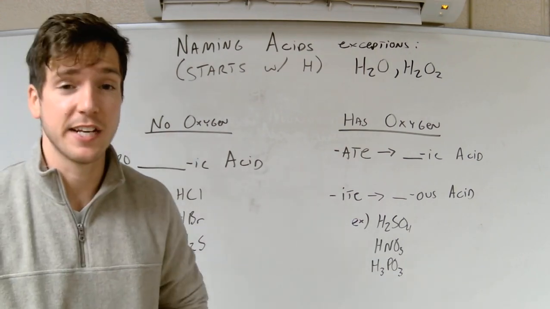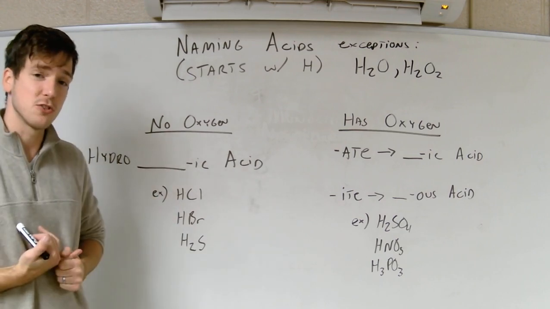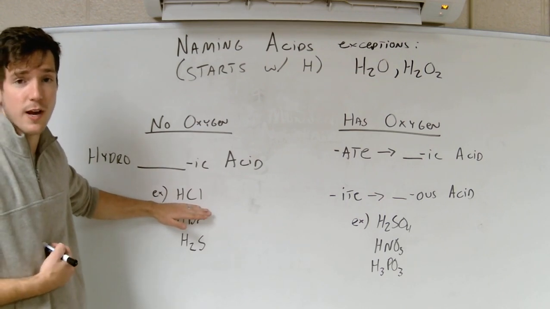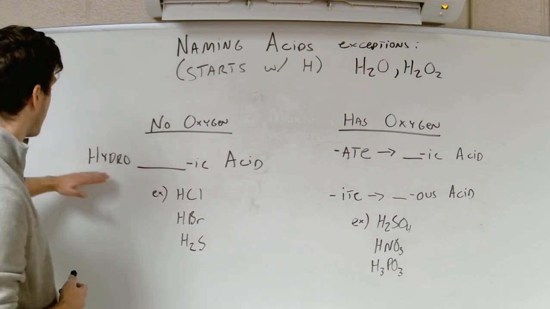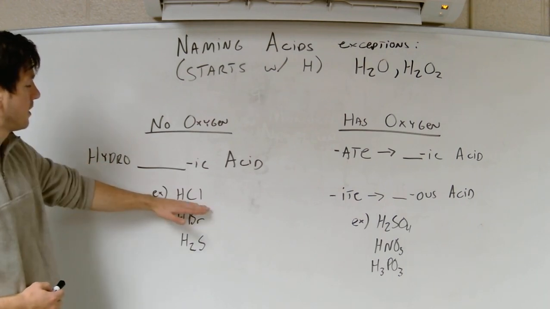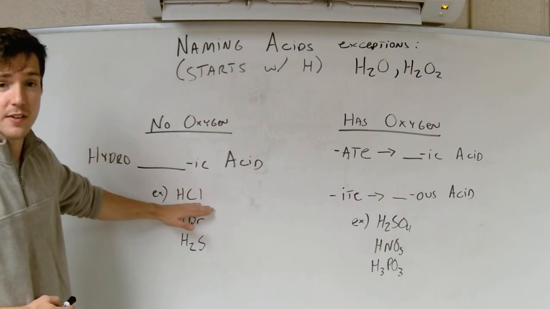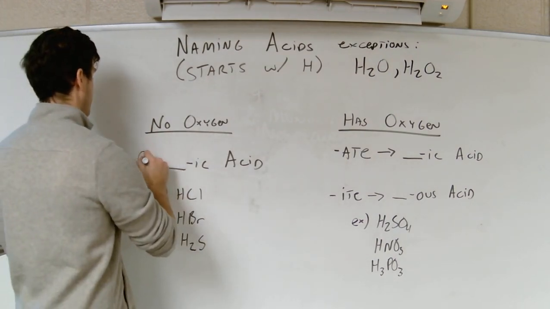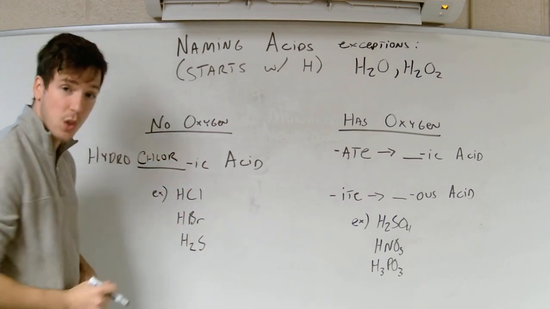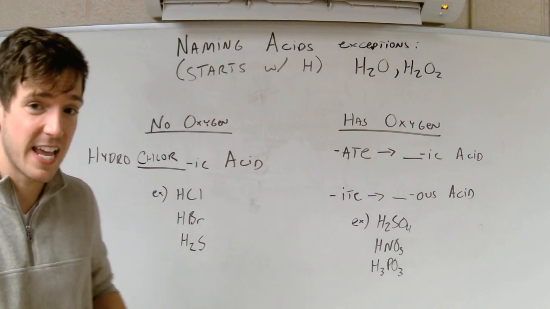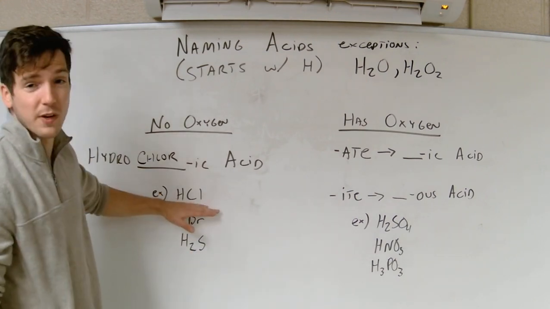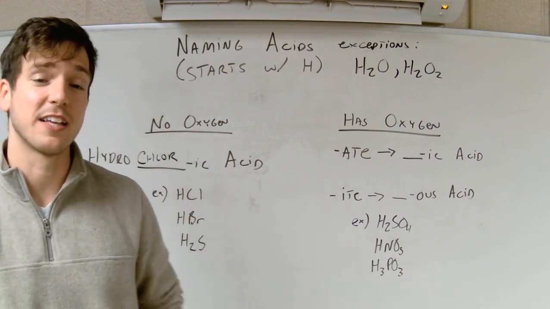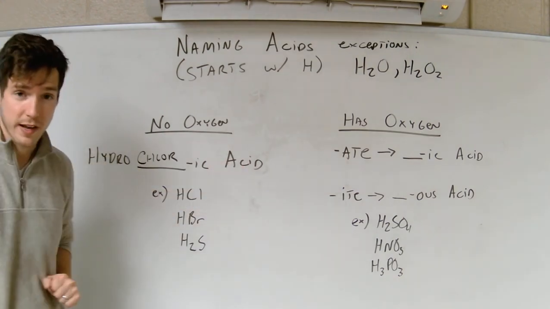HCl. I'm looking at HCl. I know it's an acid because it starts with an H. And then I say, does that have an oxygen? No, it doesn't have an oxygen, right? It's just HCl. So what I'm going to do is I'm going to say, okay, it is hydro, and then what goes in this blank? Chlorine. I'm just going to keep the prefix of that and put it up here. So it's going to be hydrochloric acid. So what helps me decide the name of this acid is whatever ion is paired with that H. The ion paired with H is Cl, that's chlorine, so it's going to be hydrochloric acid.